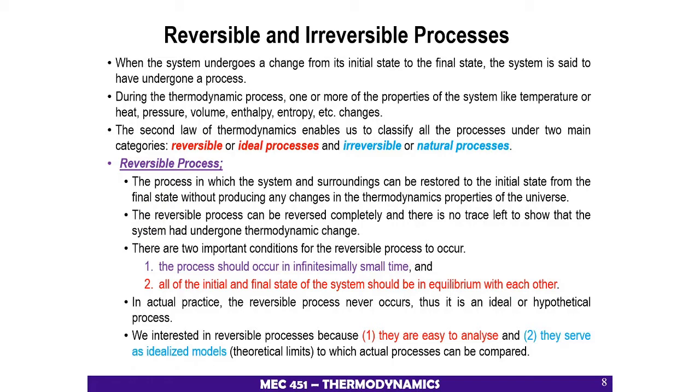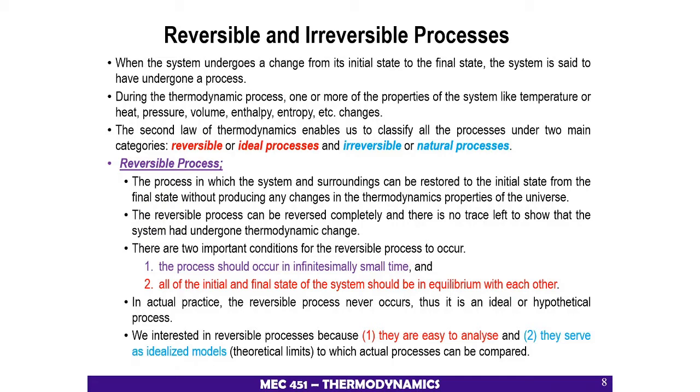Reversible and irreversible process. When the system undergoes a change from its initial state to the final state, the system is said to have undergone a process. During the thermodynamic process, one or more of the properties of the system, like temperature, pressure, volume, enthalpy, entropy, etc., change. The second law of thermodynamics enables us to classify all the processes under two main categories, which is reversible or ideal process and irreversible or natural process.